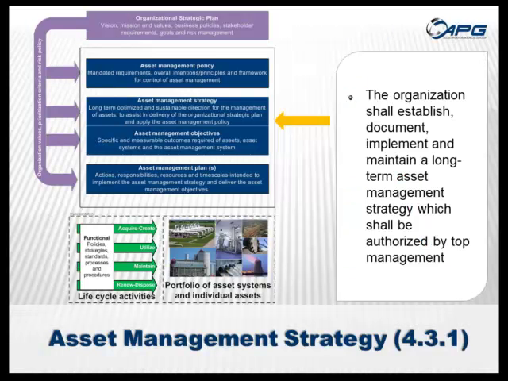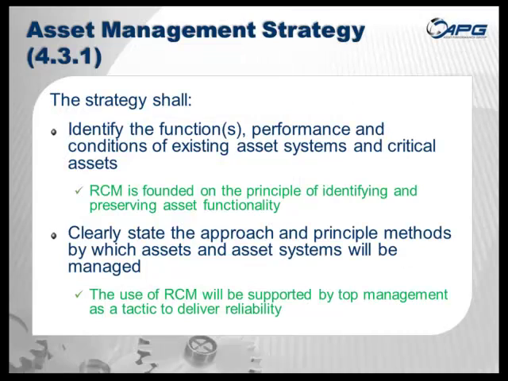So let's deal with them, if we can, on an individual basis. Let's talk about asset management strategy. That's 4.3.1. It describes and points to our little chart there and says, the organization shall establish, document, implement, and maintain a long-term asset management strategy, which shall be authorized by top management. So the strategy shall, as it states further in the specification, identify the functions, performance, and conditions of existing asset systems and the critical systems.